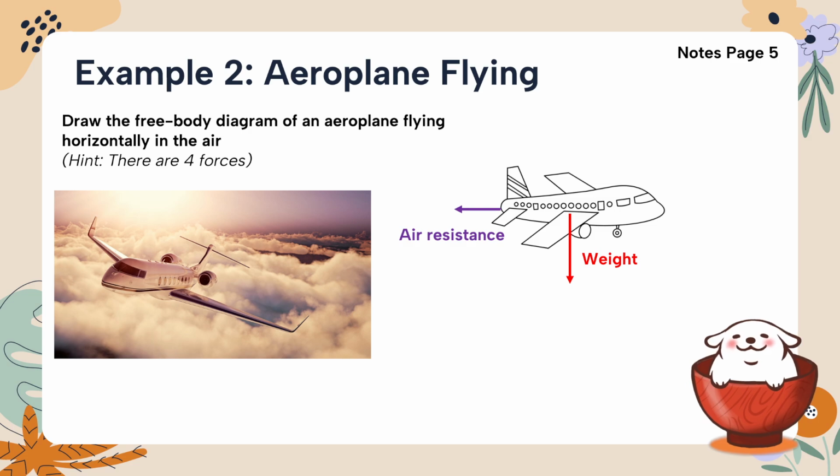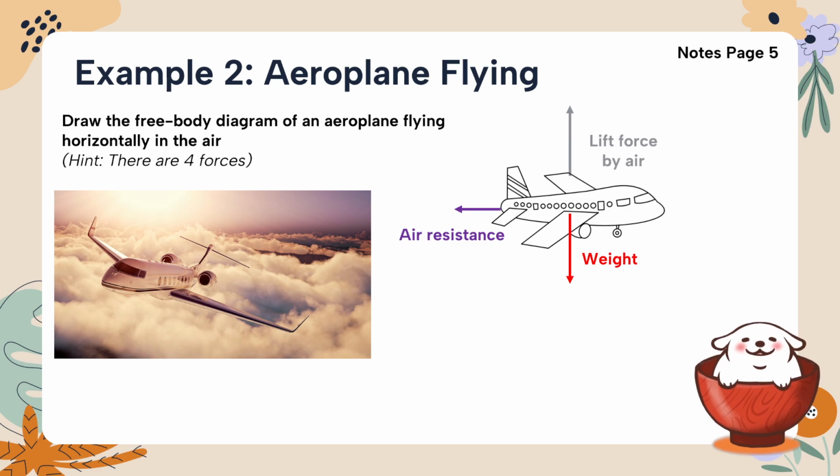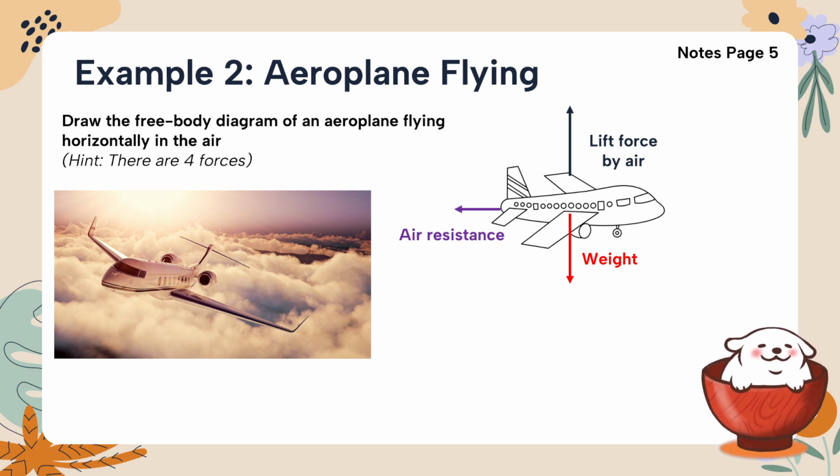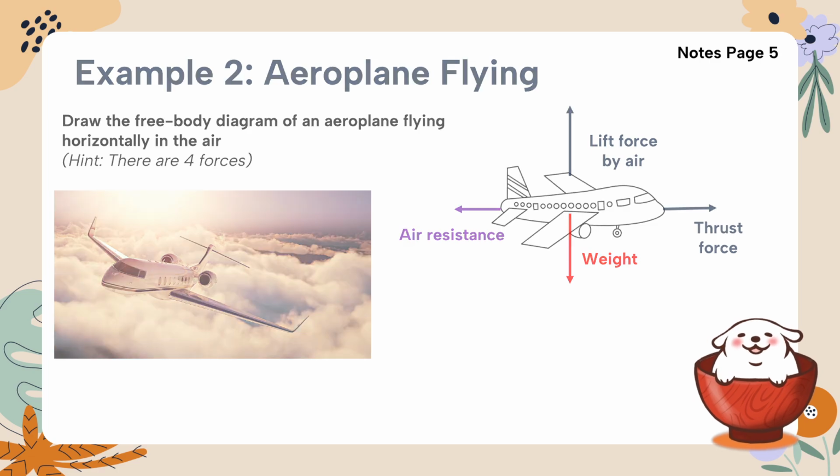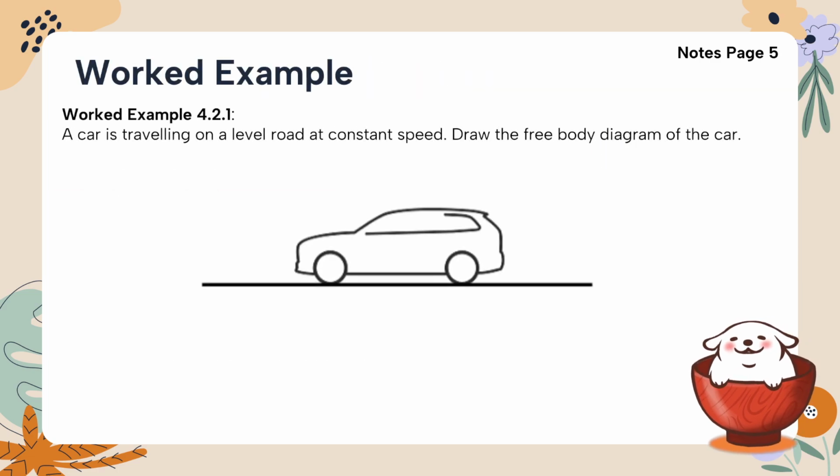Now, the next two forces are something you may not have learned before. For the case of an aeroplane, the wind going under the wings will produce an upwards lift force due to something called the Bernoulli's principle, if you like to research more. Additionally, you will have a forward thrust force due to the air being ejected out by the engine, causing the plane to propel forward. Okay, now we will look at the worked example in the notes.